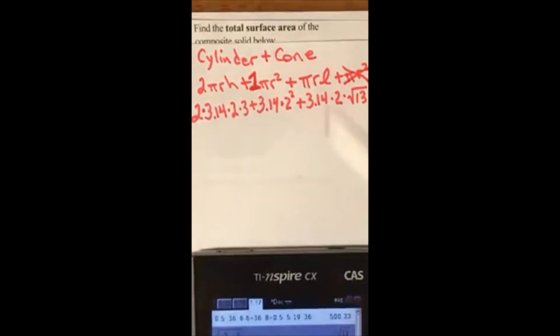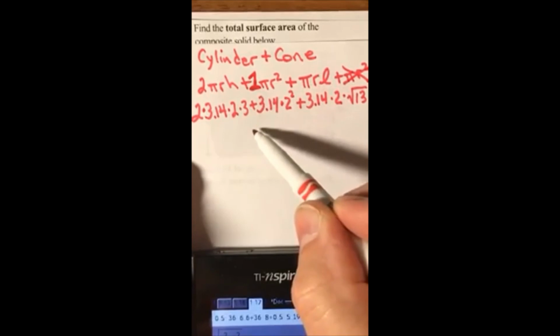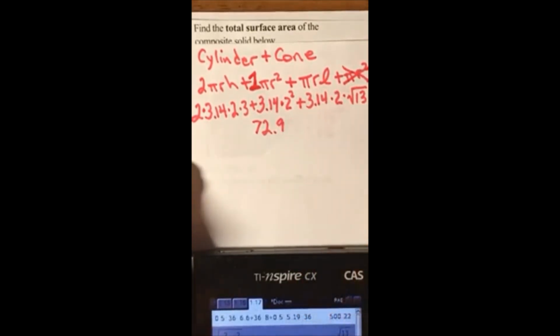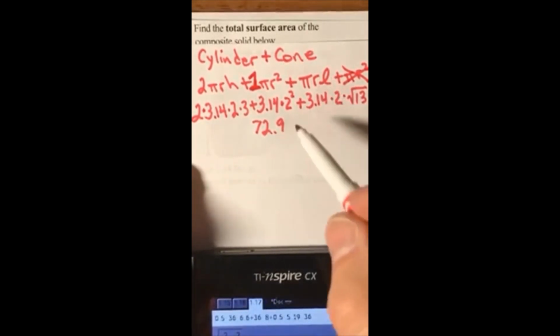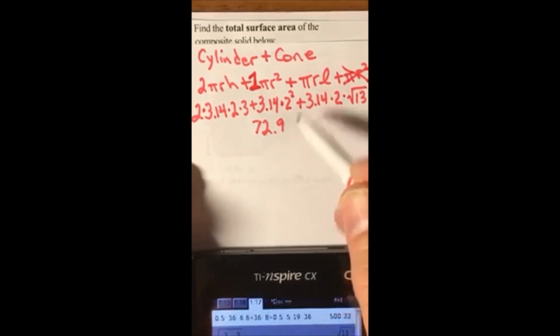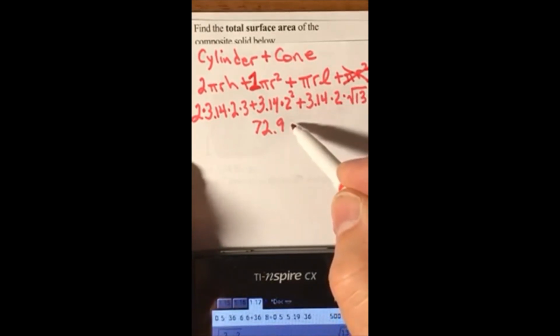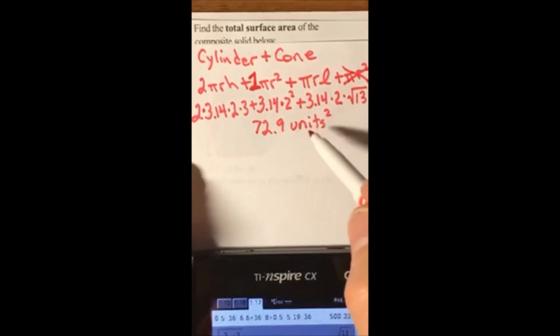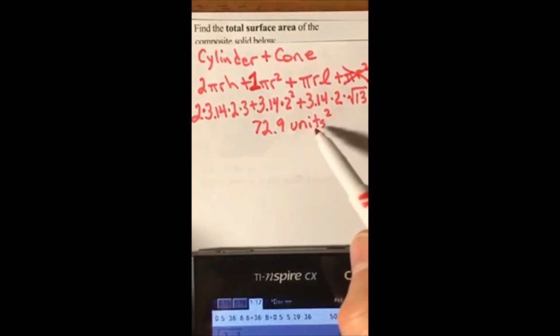So the total surface area is 72.9, and we have no units such as inches, meters, or centimeters. When that happens, we'll just put down the word unit squared. Units squared. Whatever unit of measurement is used would replace this word unit.